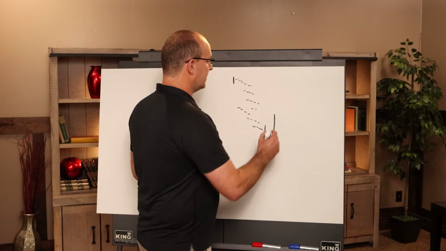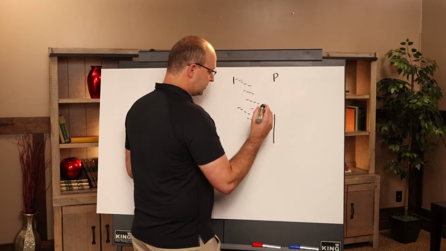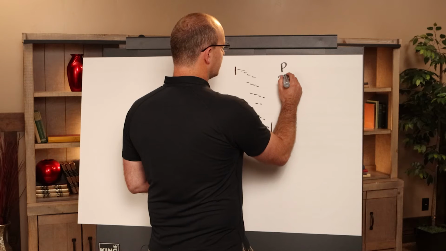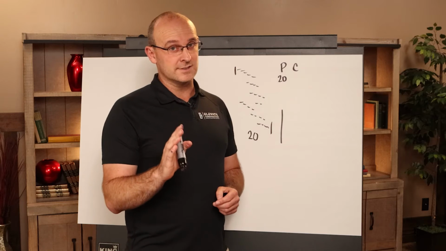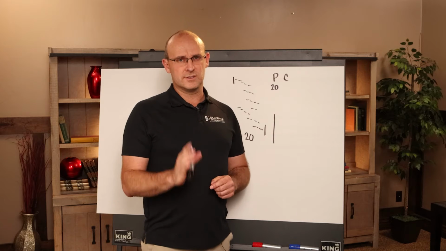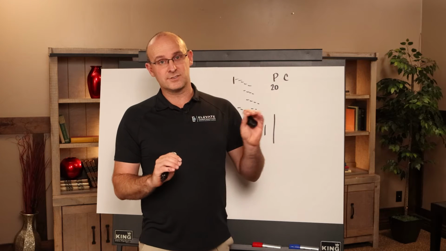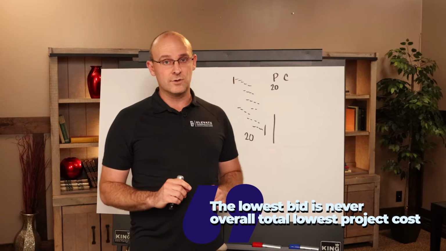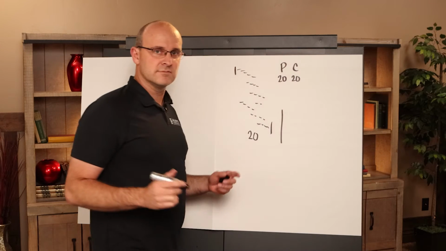So in the proposal phase, let me just go ahead and mark that with P for proposal. The owner, let's just make this up, was promised 20 months. Okay, all good. So the promise here was 20 months. Now we go into concept design. You don't really hear much, probably because, and this is the story I'm telling, because the winning contractor was the lowest bid, we have now incentivized that contractor to spend the least amount of time and put the least trained people on the project, which is a bad idea because lowest bid is never overall total lowest project cost. And so in concept design, we still think it's 20 months. Great, love that. Totally good.